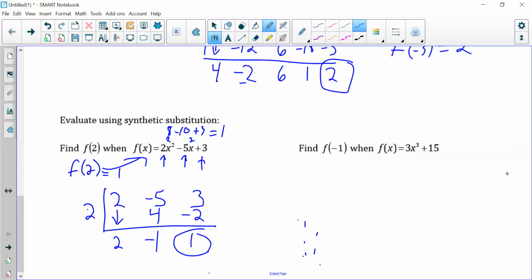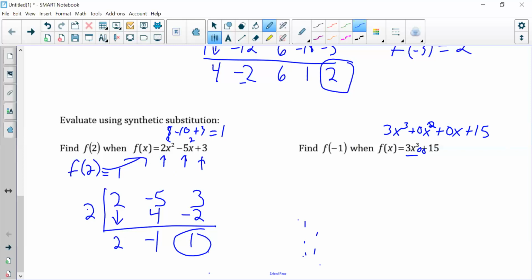Notice for this one, I've got an x cubed, but I don't have an x squared term, and I don't have an x term. So we need to make sure that we put the zeros in for that. So if we were going to write this completely, we would write this 3x cubed plus 0x squared, plus 0x plus 15. We have to have our placeholders in there. Otherwise, this will not work out properly.